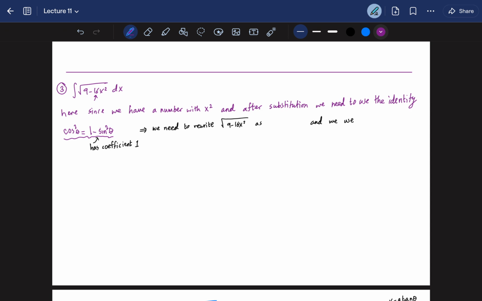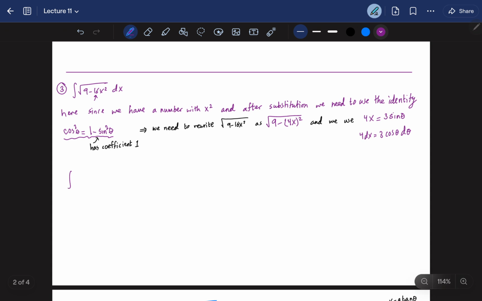So here the trick is, let's rewrite what we have as the square root of 9 minus, now 16 is just 4 squared, so I can write it as 4x all squared. And now for the substitution, instead of taking x, I'll take 4x to be the regular substitution, which is a sine of theta, and here a is 3, so 3 sine of theta. If you find the derivative, same exact steps, and let's try and put it back in.